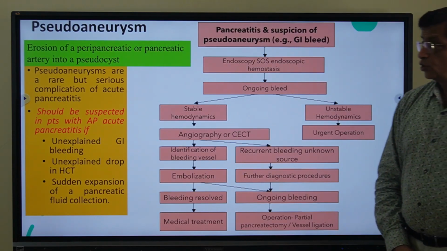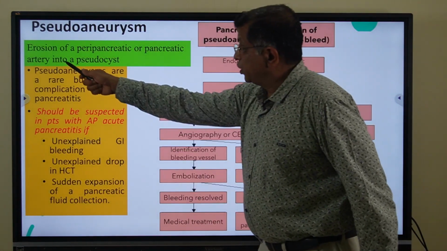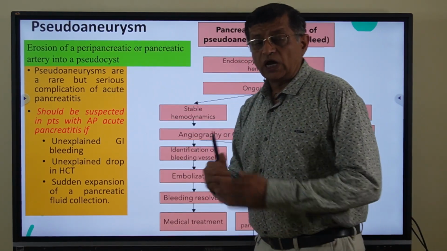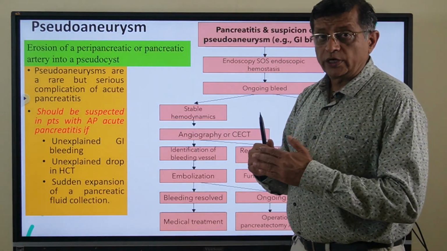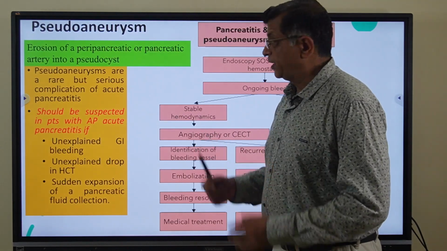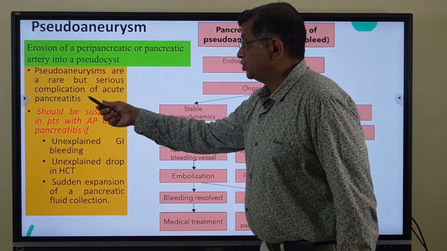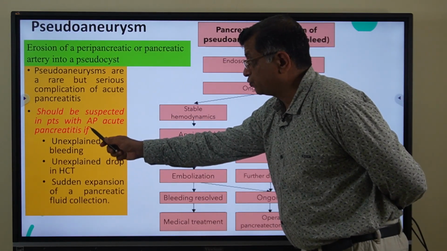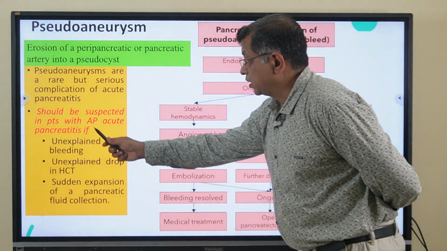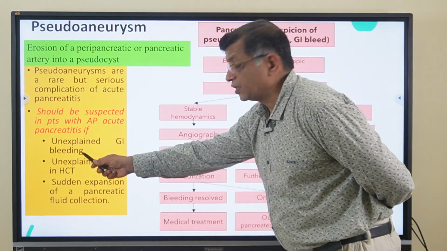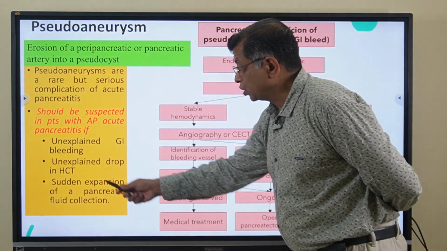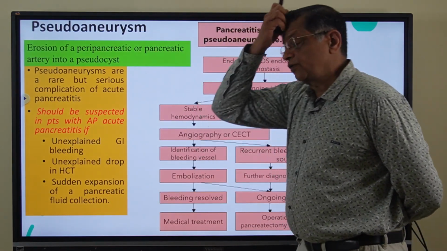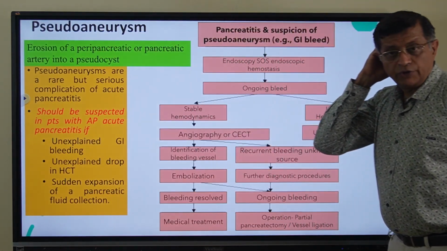Pseudoaneurysm is another dangerous complication. There is erosion of a peripancreatic or pancreatic artery into the pseudocyst. So the artery gets eroded into the pseudocyst. Naturally, there is huge bleeding. Pseudoaneurysm is a rare but serious complication of acute pancreatitis. It should be suspected if a patient with acute pancreatitis has unexplained GI bleed, sudden drop in hematocrit, or sudden expansion of the pancreatic fluid collection. So what do we do?